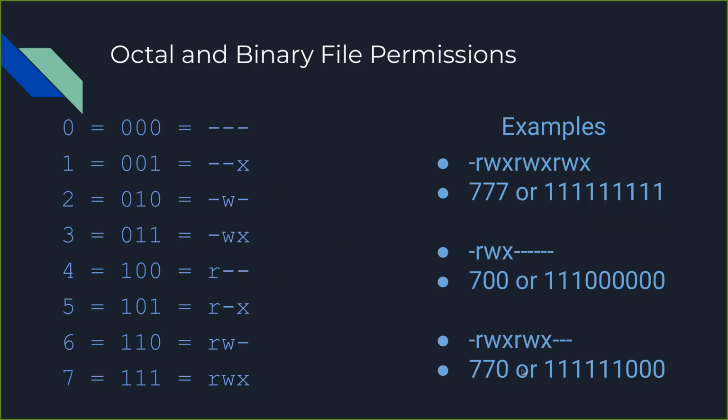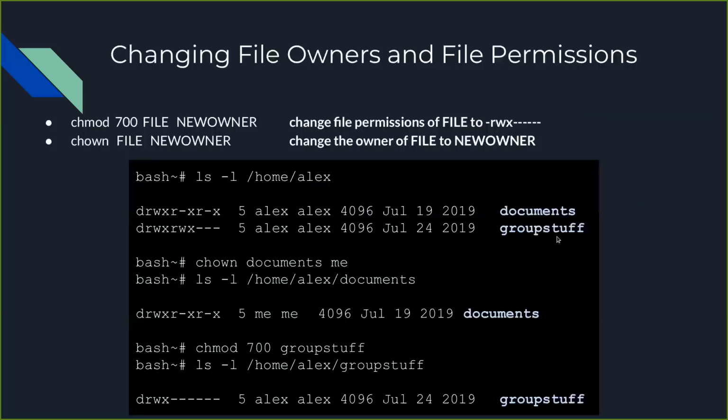So 770 and 750 tend to be the most common, like I said, and that's why you have these three sets of 3 numbers. Those indicate you can either set all the file permissions within that group with a single number or with 3 groups of numbers. So, like I said, chmod is the command you would use for the file.